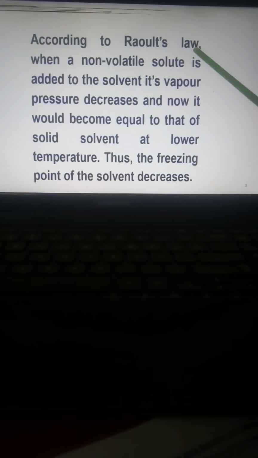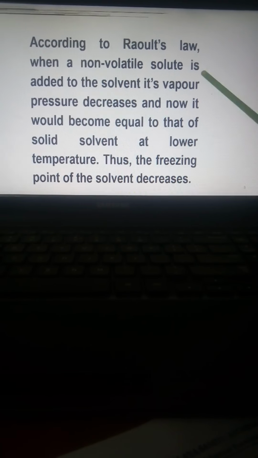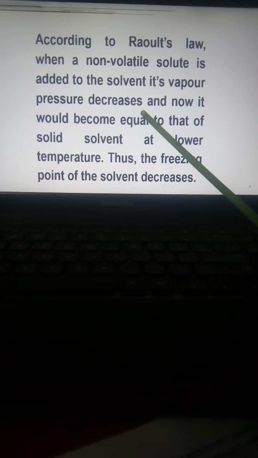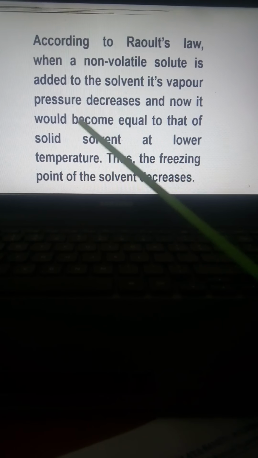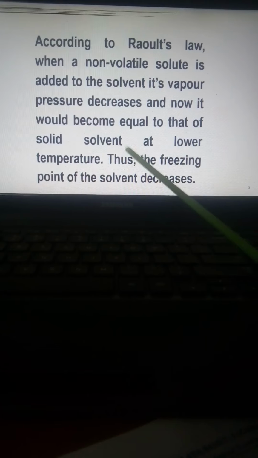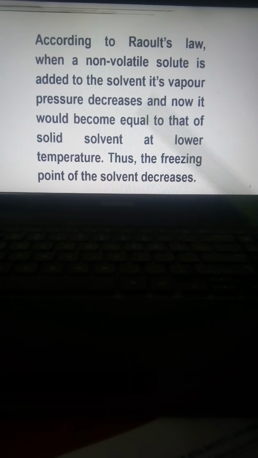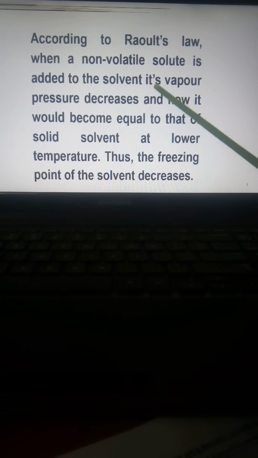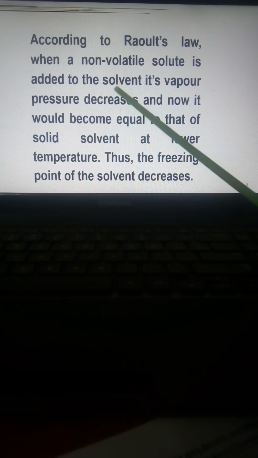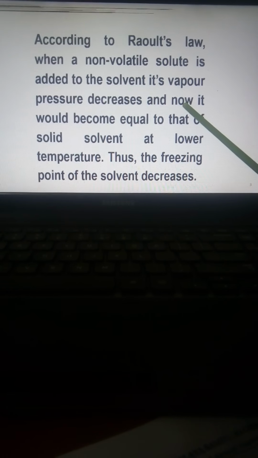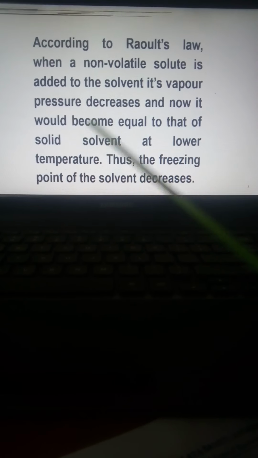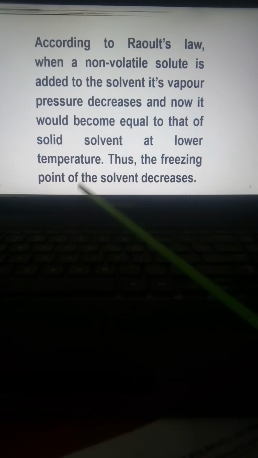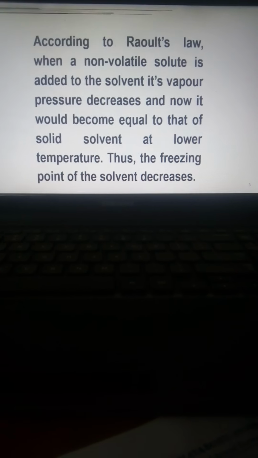According to Raoult's law, when a non-volatile solute is added to the solvent, its vapor pressure decreases. Now it would become equal to that of the solid solvent at a lower temperature. That means if you go on decreasing the temperature, the vapor pressure of the solvent decreases, and it becomes equal to that of the solid solvent at a lower temperature. Thus the freezing point of the solvent decreases.